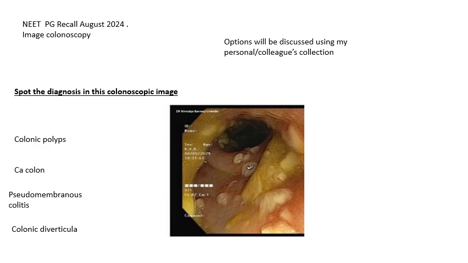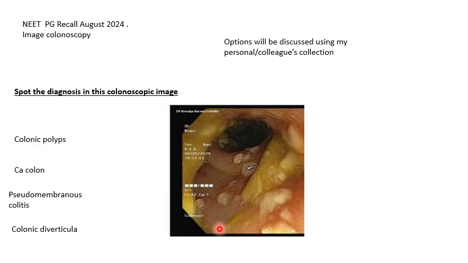So the options committed that this is a colonoscopic image. Even if they did not commit, they will give you answers belonging to the colon. So you know it's a colonoscopic image. The options were colonic polyps, CA colon, pseudomembranous colitis, or a colonic diverticulum. Now I can just show this and tell you that this is pseudomembranous colitis.